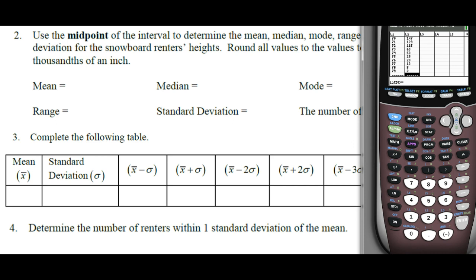Remember, L2 is the frequency list. It's how many times this occurs. And L1 is the height, in inches. So 61 inches would be 5'1", and 79 inches would be 6'7".